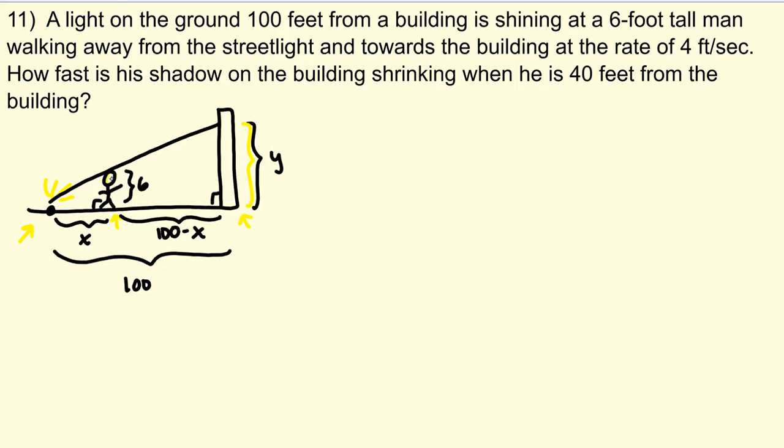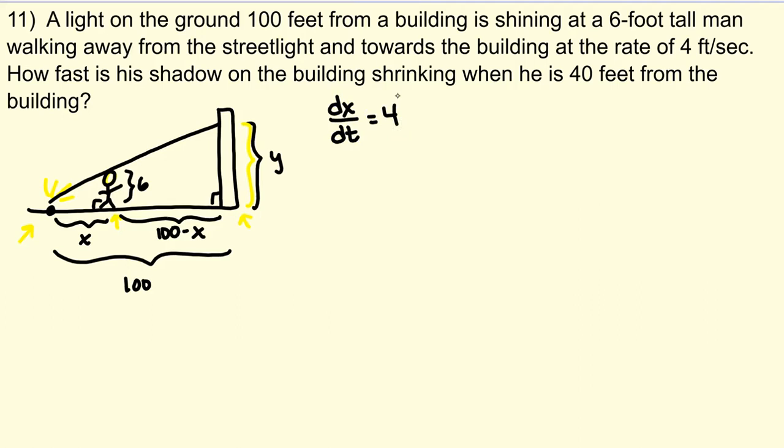Now, what else do we know? He is walking towards the building at a rate of 4 feet per second. So the distance X is growing. So the distance he's walking away from the light is positive 4 feet per second. So I'll call that dx/dt equals 4.